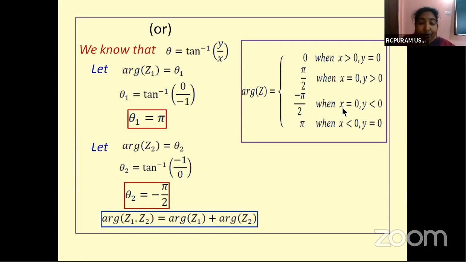So argument of Z1 into Z2 is equal to argument of Z1 plus argument of Z2, which is nothing but pi plus minus pi by 2, which is equal to pi by 2. See, this is the advantage of learning the conditions. If you know the condition, within no time you are finishing off. Otherwise, you need to take such a long method: first write it in r cis theta form, then calculate r and theta separately for both complex numbers, then apply the formula.